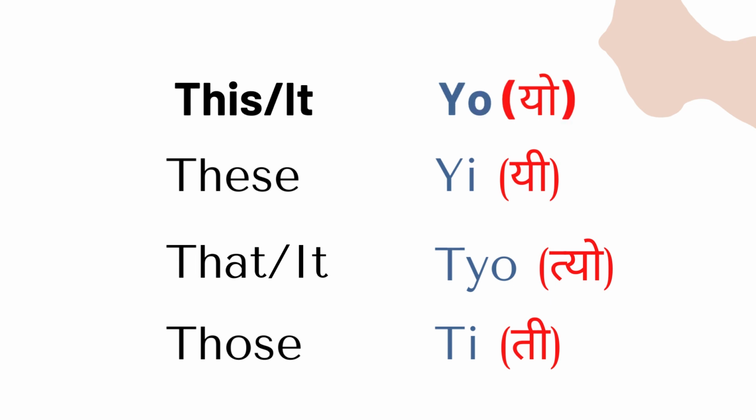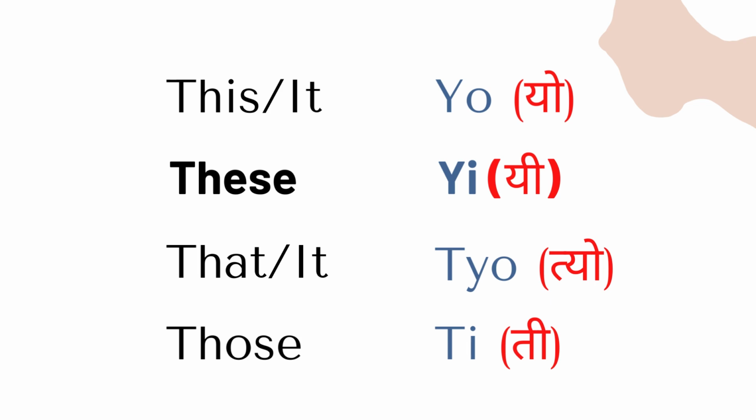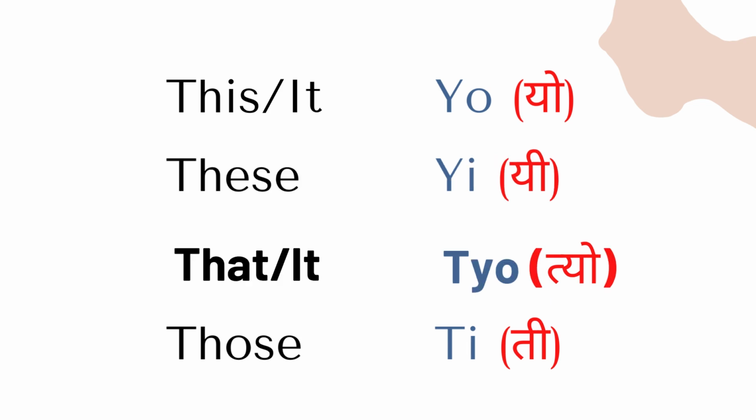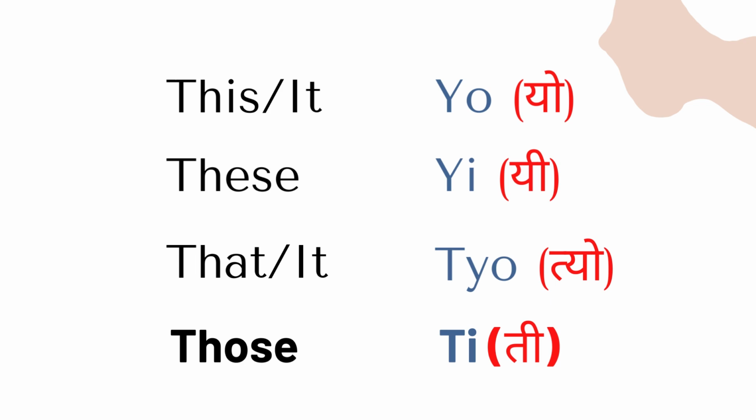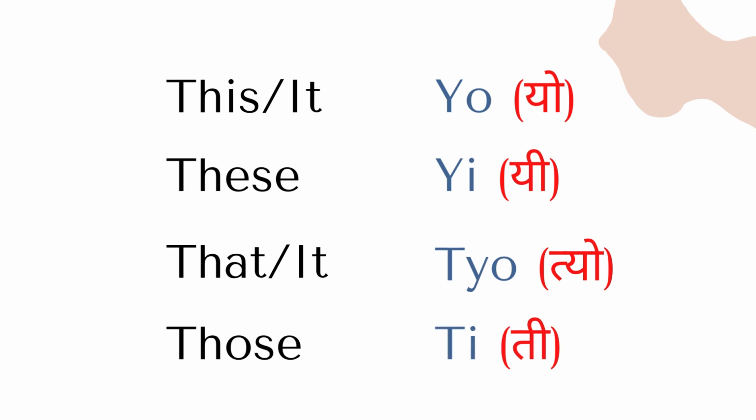This or it means yo in Nepalese language. Yo, Y-O. Likewise, these means yi in Nepalese language. Y-I. That or it means tyo, T-Y-O, tyo. Those, ti, T-I. Let us repeat again. This or it, yo. These, yi. That or it, tyo. Those, ti.